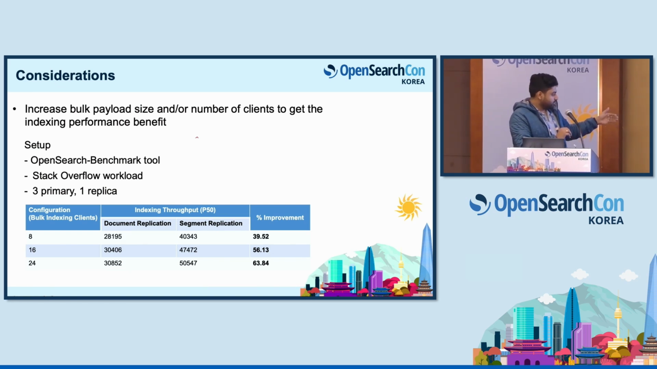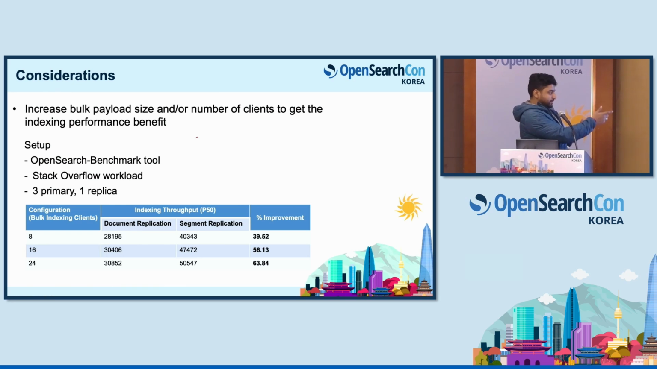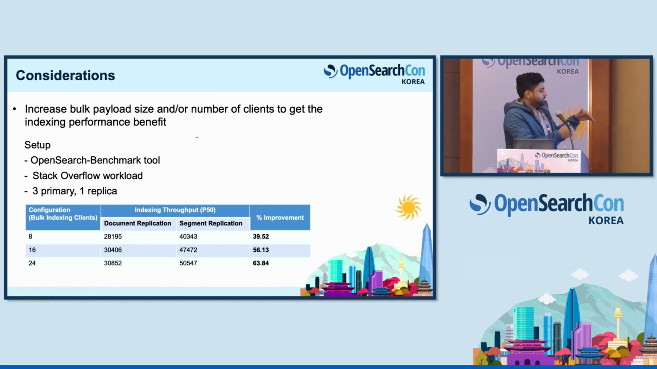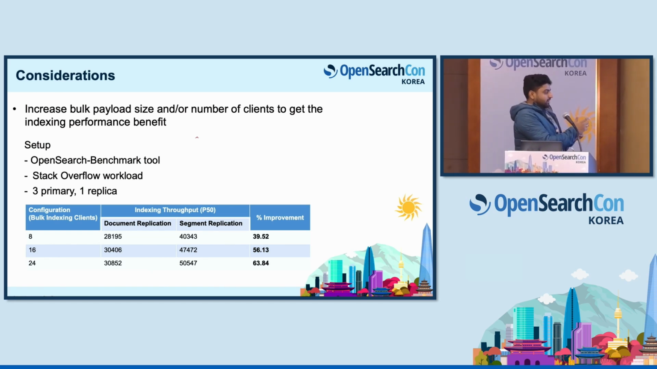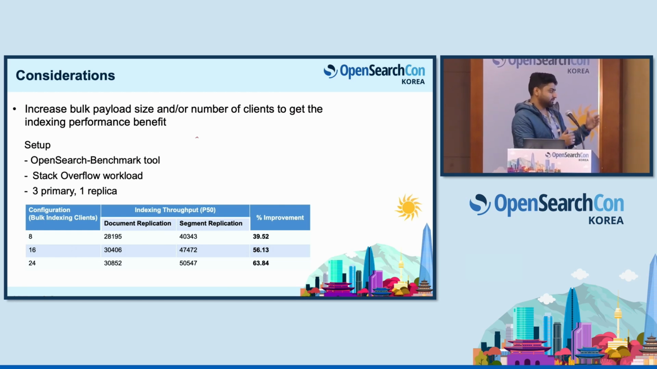Now, if you see how we move towards having more clients, you see that the document replication performance stagnates, because it doesn't matter how many clients you increase for document replication, it's already maxed out. But you see that segment replication with remote store really shines here. When you send more requests in parallel, the batches can be bigger in the translog uploads, and you will get better performance. And you can see you can get up to 60% performance improvement with segment replication with remote store if you configure your number of clients correctly.